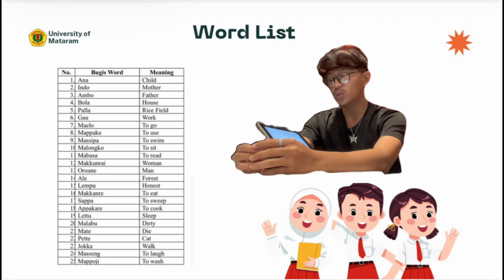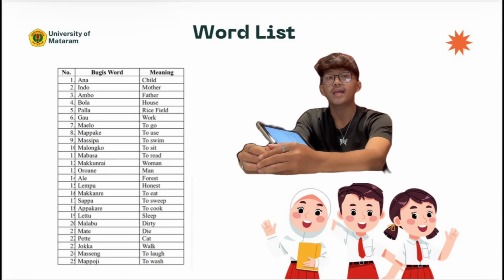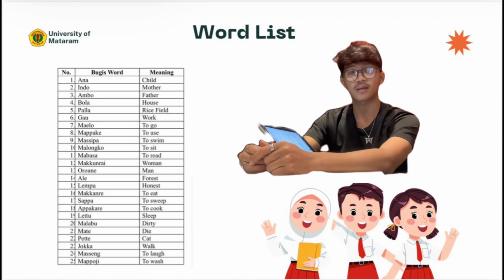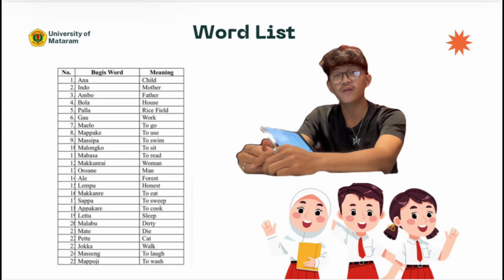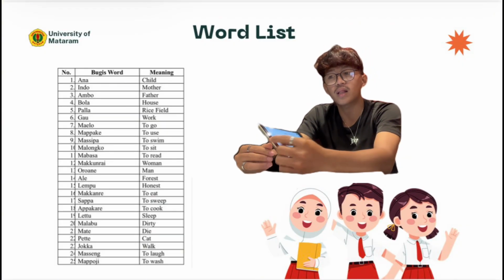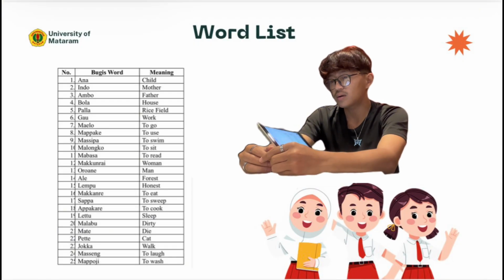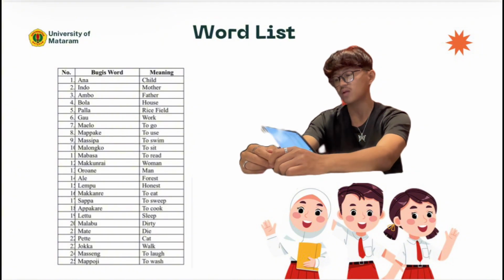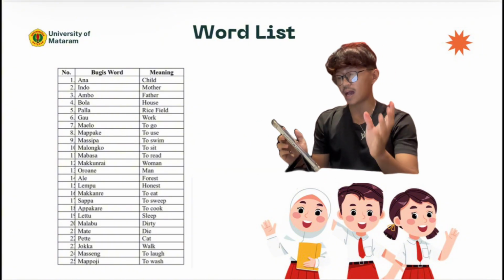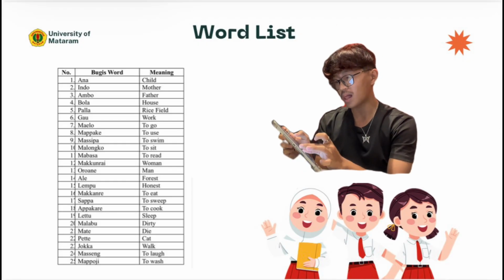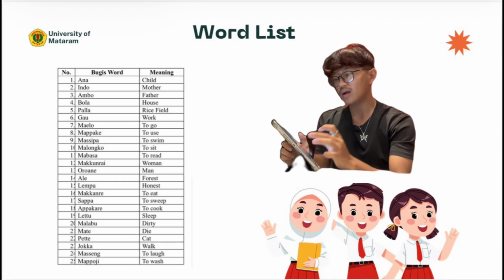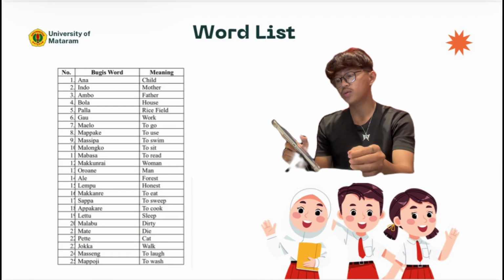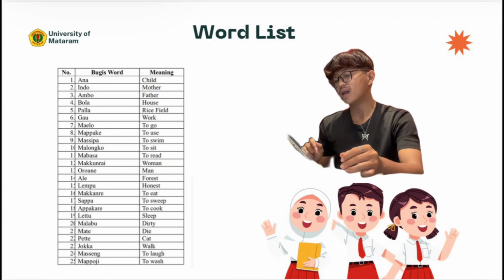Okay, everyone, so I will explain about the Bugis words and their meanings in English. There are 25 Bugis words that I will analyze. To begin, the first one is Ana, that means child. The second one is Indo, mother, and the third one is Ambo, father. The fourth one is Bola, house. Five, Paula, right. Six, Gau, work. Seven, Maelo, to go. Eight, Mapake, to use. Nine, Masipa, to swim.